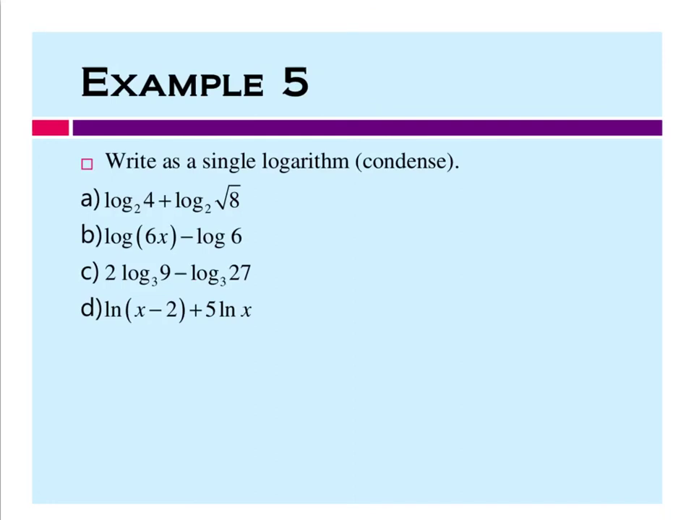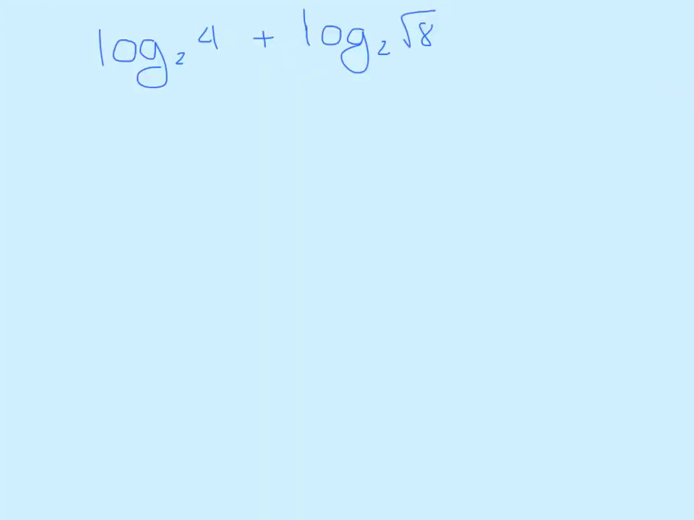All right, so the first one, our instructions say to write as a single logarithm, condense, and then I'm going to do something in addition to that. I'm going to simplify as much as possible. So not only am I going to condense it, I'm going to simplify it so that you get used to simplifying it. So let's take a look at the first one. All right, so here's the first example. I'm going to bring them back through multiplication because I have addition. That means I'm going to multiply them.